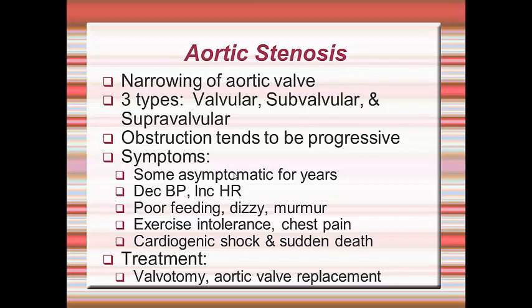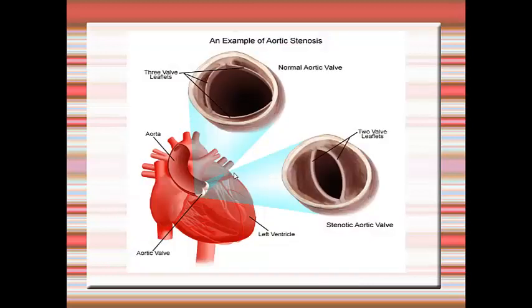Chest pain, syncope, and sudden death usually happen with vigorous exercise. And these are some examples of it. You can see the normal aortic valve with the 3 leaflets, and then you see the stenotic aortic valve, which is closed off more. You can see that it's closed off more because it only has 2 valves. That does become stenosed, and over time it gets so bad that the valve has to be replaced. And you can see where it is positioned within the heart.